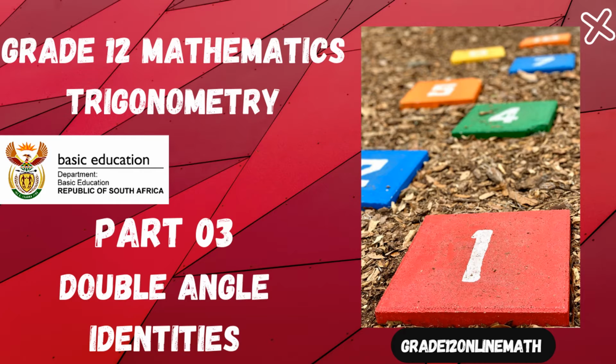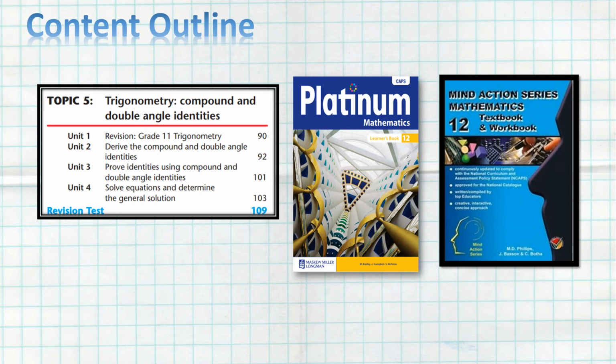This is part 3 of trigonometry, and we're going to be focusing on double angle identities. Let's again look at the content outline. As you can see, in unit 1 we focus on grade 11 trigonometry, and we did some quick revision on key basics from grade 10, and that was our part 1.